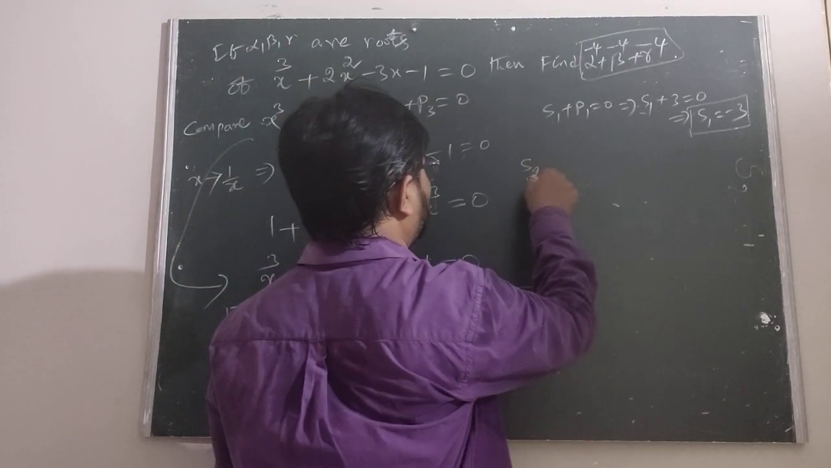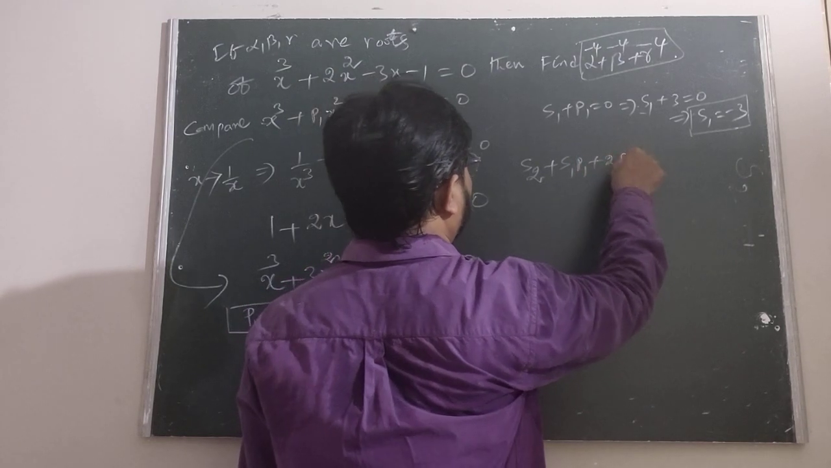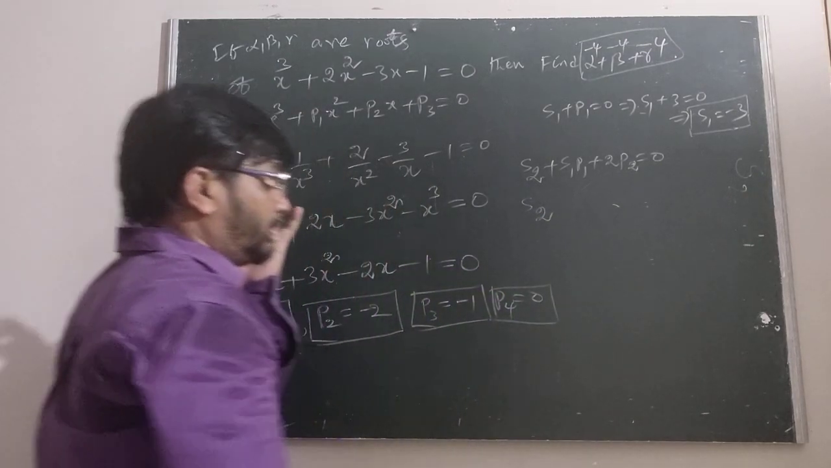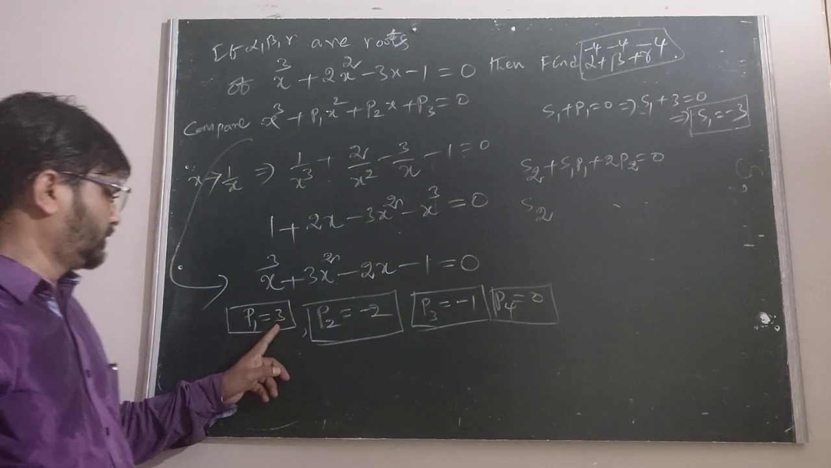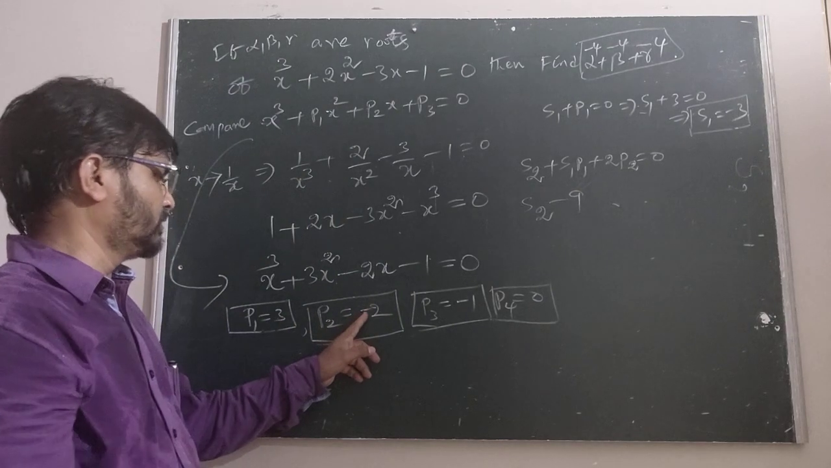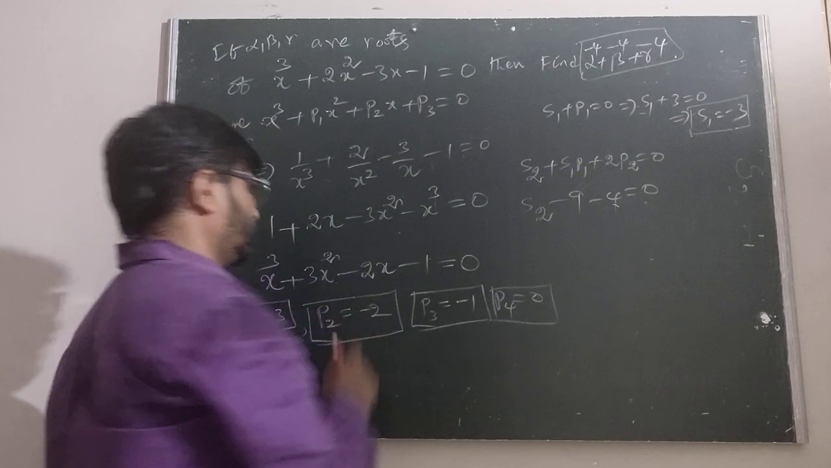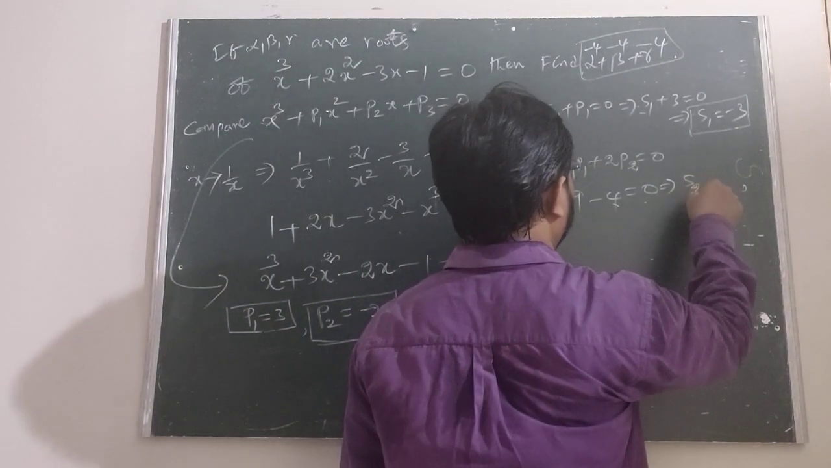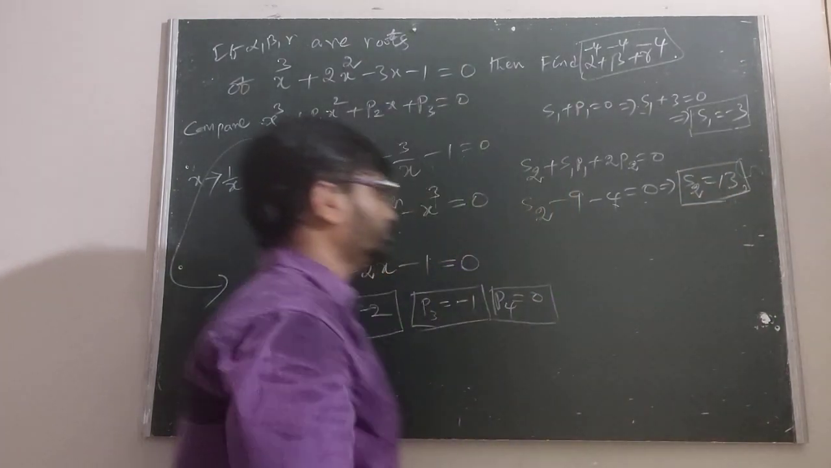Now we find S2. S2 plus S1 P1 plus 2 P2 equal to 0. That is S1 P1, S1 is minus 3, P1 is 3, 3 into minus 3 is minus 9. 2 P2, P2 is minus 2, 2 into minus 2 is minus 4. Now we are getting S2. That implies S2 is 13.